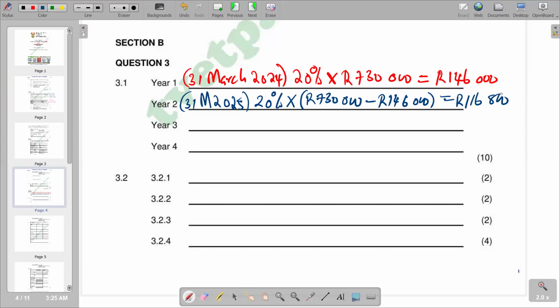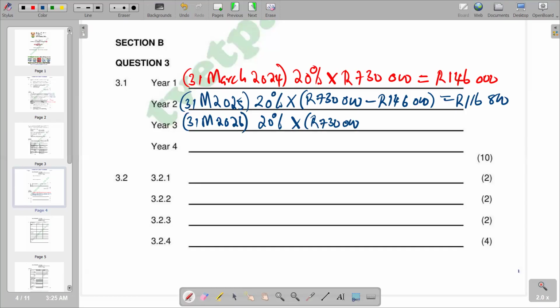116,800. So this is what we have. And then for the third year, it's ending 31 March 2026. And again, we are saying 20% times accumulated, times cost minus accumulated depreciation or cost.